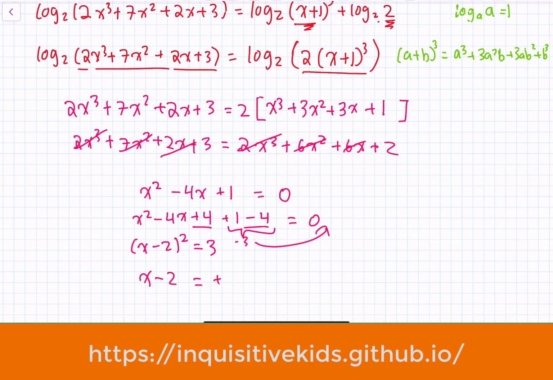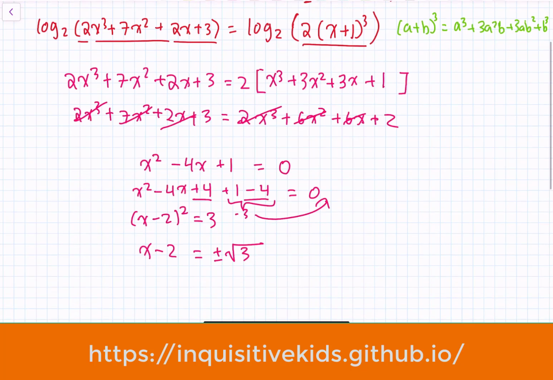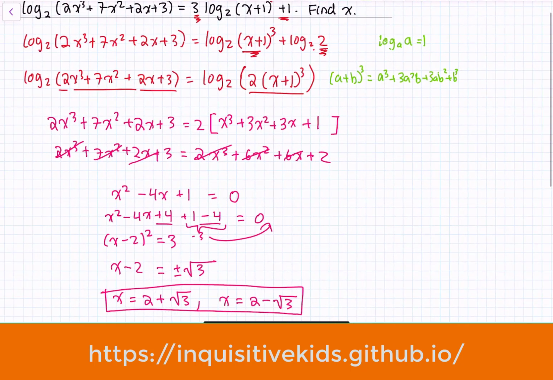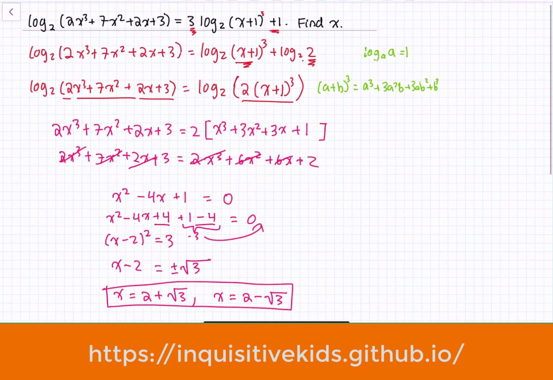positive or negative square root of 3. So then x can either be 2 plus square root of 3, or x can equal 2 minus square root of 3. And this is our answer for the problem. We found what x equals. Remember, sometimes there might be two solutions, so be sure to think about all the situations.